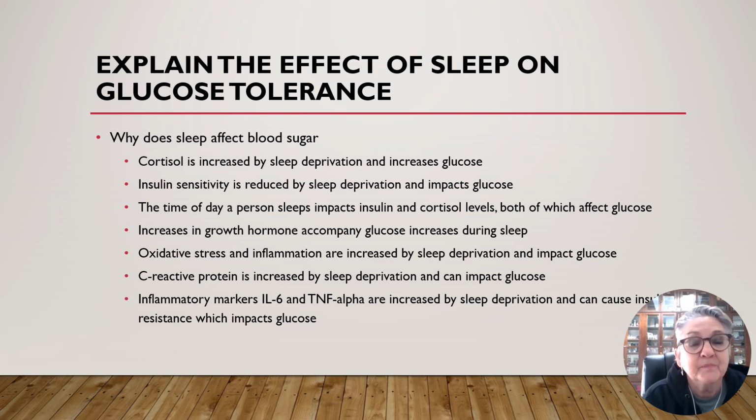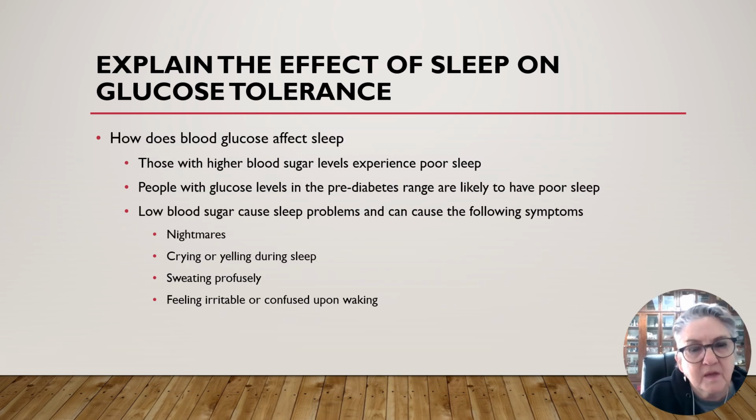Inflammatory markers, IL-6 and TNF-alpha, are increased by sleep deprivation and can cause insulin resistance, which impacts glucose. How does blood glucose affect sleep? Those with higher blood sugar levels experience poor sleep. People with glucose levels in the pre-diabetes range are likely to have poor sleep. Low blood sugar can cause sleep problems and can cause the following symptoms: nightmares, crying or yelling during sleep, sweating profusely, feeling irritable and confused upon waking.